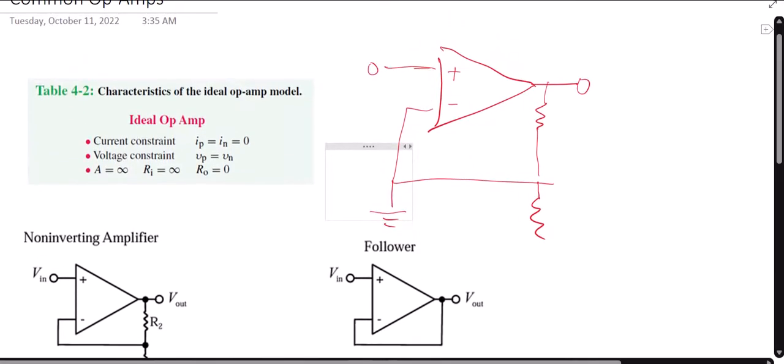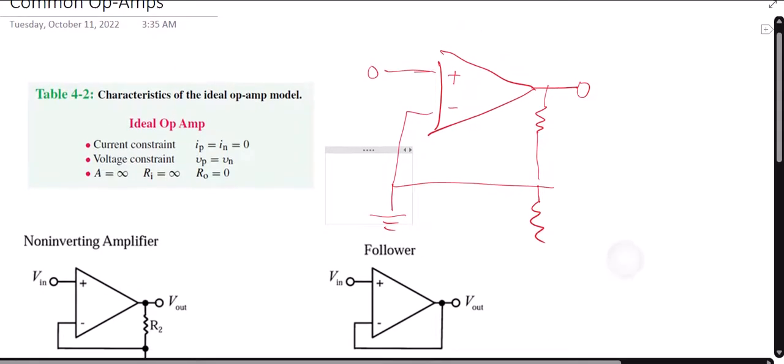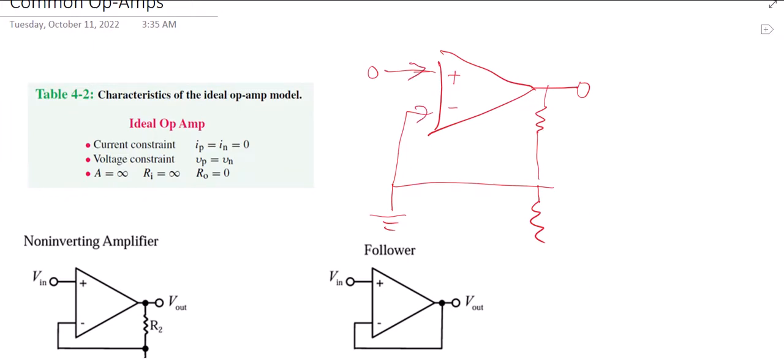I don't know what that does. We could figure it out. Okay, so IP is the current going into the positive terminal. IN is the current going into the negative terminal.